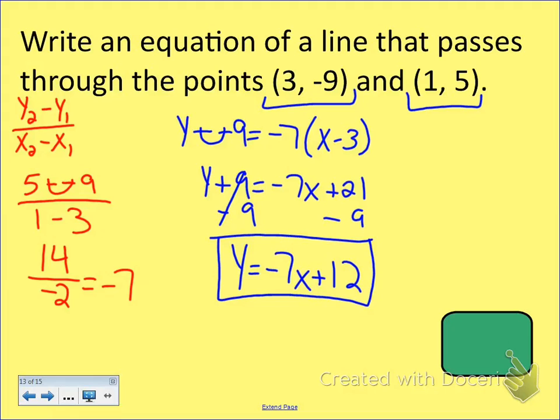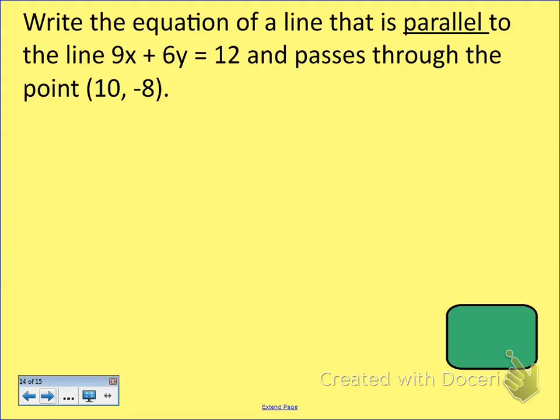We're almost done. Two questions left for our midterm review. Write the equation of a line that is parallel, yes, parallel, to the line 9x plus 6y equals 12 and passes through the point 10, negative 8. For this one, we have to do a little work ahead of time. It doesn't give us a slope in the normal sense, but it does give it to us. So we need to take this equation they gave us, and we need to find its slope.